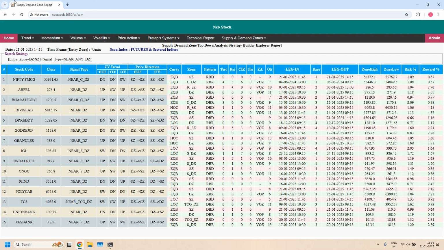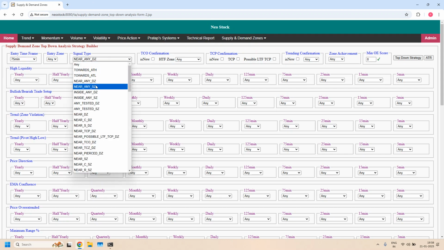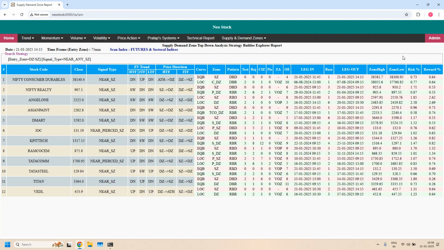Okay. Next 75 minutes time frame. Let us find the stocks near 75 minutes supply zone. We got 12 stocks. Let us identify high liquidity supply zones from this list. We don't have any. Let me check again. So we don't have any 75 minute high liquidity supply zones from this list.